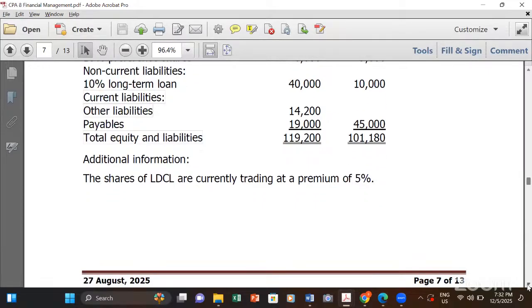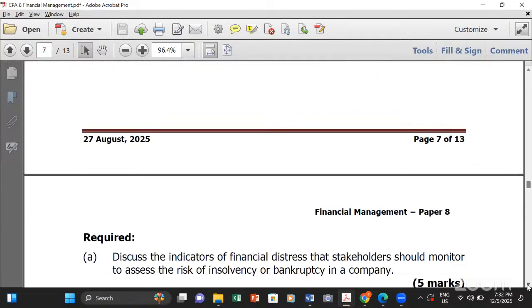Note additional information. The shares of the company are currently trading at a premium of 5%. The minutes I have taken to read this question are the minutes they require you to read it as well. Now we understand they want us to measure the efficiency and profitability, but we don't know the details yet. I'm assuming you are reading for the first time.